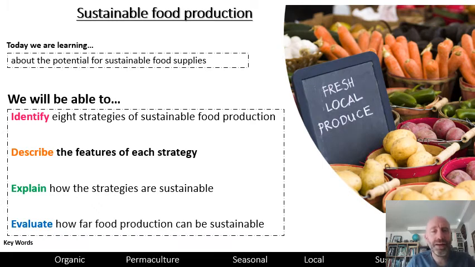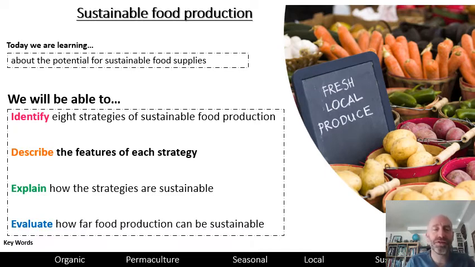Hello again, Year 10. So this is the final section of our resources, managing natural resources topic. And now we're looking at sustainable food production and how can we increase the amount of food produced in the future, but in a sustainable way.